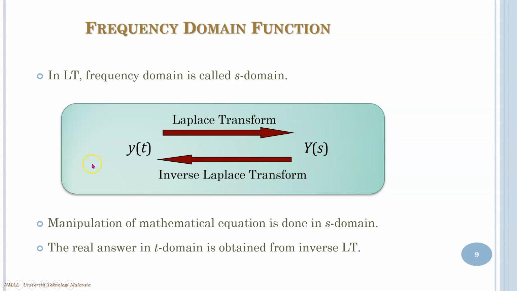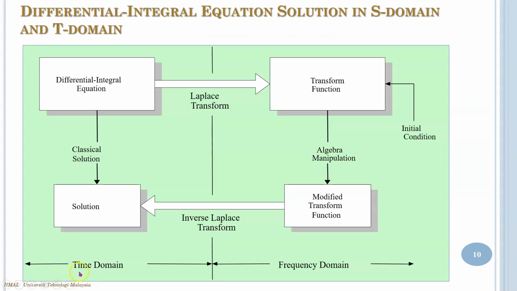Okay, so in Laplace transform, the frequency domain is called the S domain. If we see the diagram here, we have the time domain function y(t). When we transform it using Laplace, it will become capital Y(s), because it is in the S domain. So all the manipulation of the mathematical equation is done in this domain, and then we need to perform the inverse Laplace transform to obtain back the original equation, which is y(t). So the real answer in the t domain is obtained from the inverse Laplace transform.